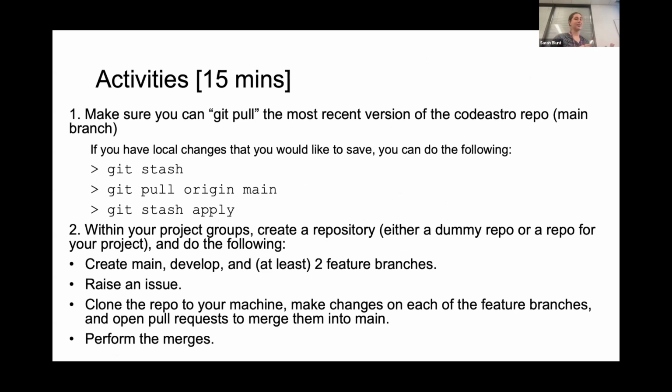And then the second is to set up a Git flow compliant repository within your project groups. So basically just doing the process that I did to hopefully give you a sense for how this works. So you want to create main, develop, and at least 2 feature branches. Ideally, if you're doing this with someone else, you would each create a feature branch so you can see the process of working together on this. Raise an issue, clone the repository to your machine, which I didn't show you, make changes on each of the feature branches, and then open pull requests to merge them into main, and then perform the merges.